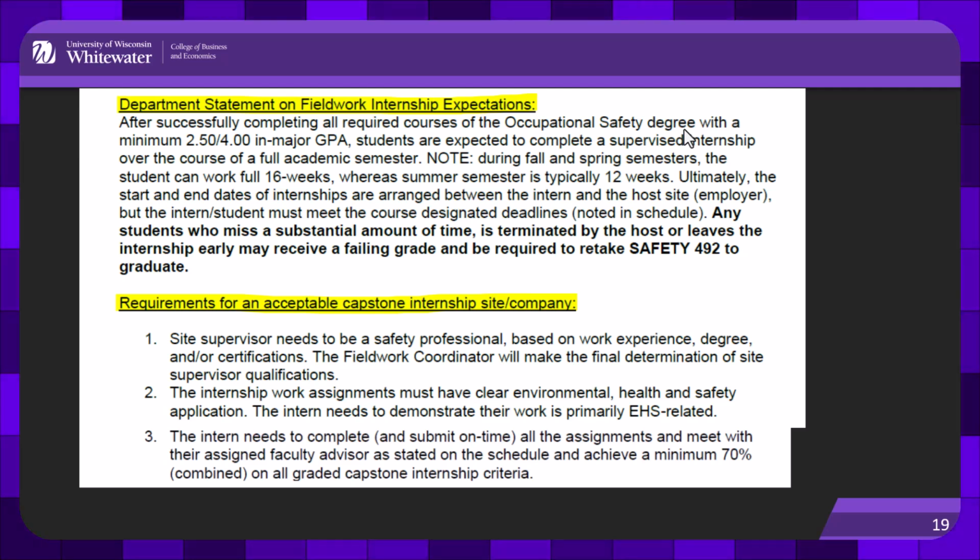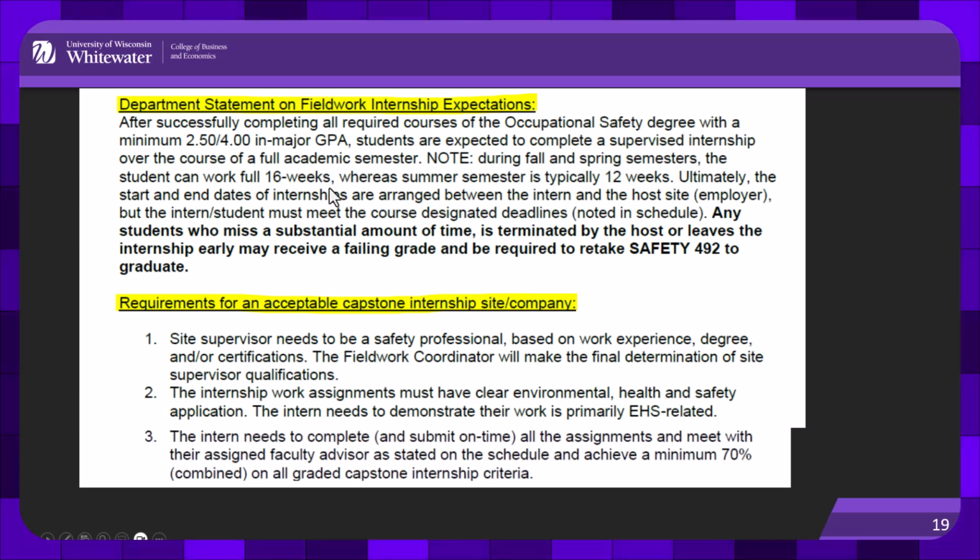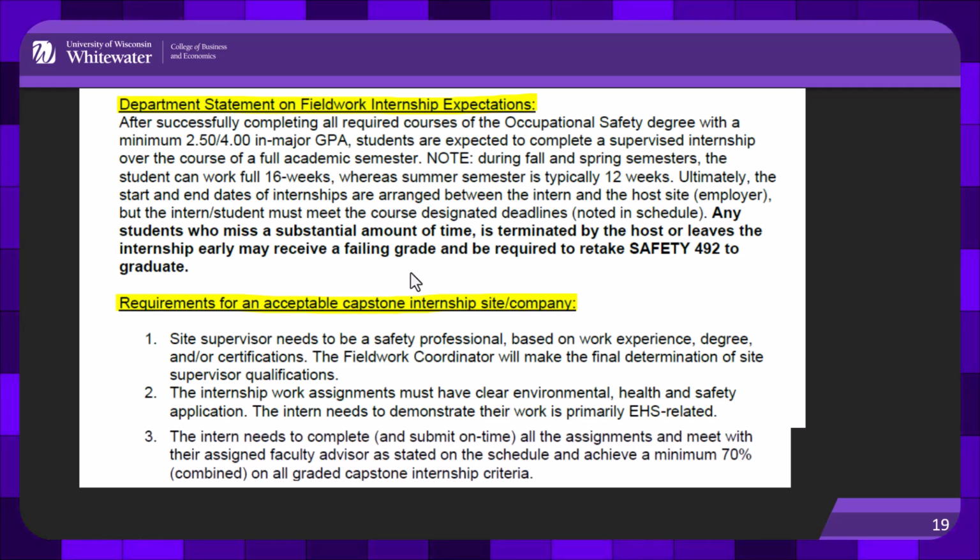Any time off, you have to first get approved through the company you're working for, and then secondarily, accommodations will have to be made through whoever your assigned faculty advisor is for your capstone. But try to postpone all that stuff. Get your capstone done, get your work done, pass, get your degree, and then you can go on that family vacation you wanted.